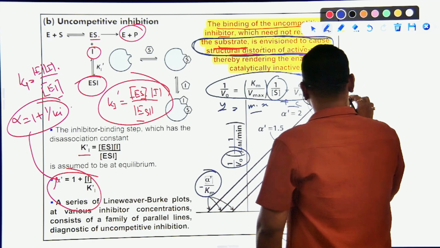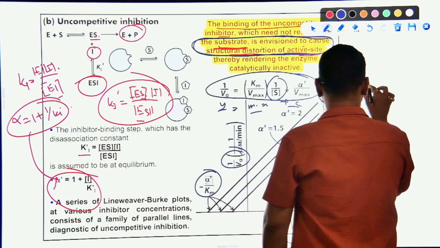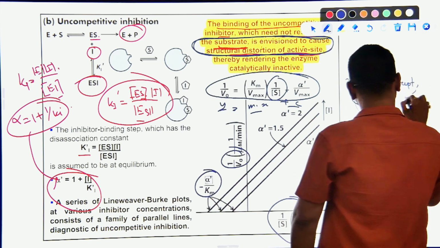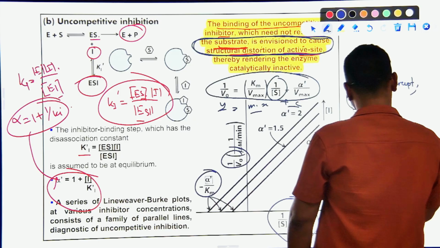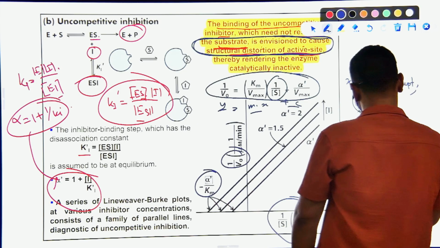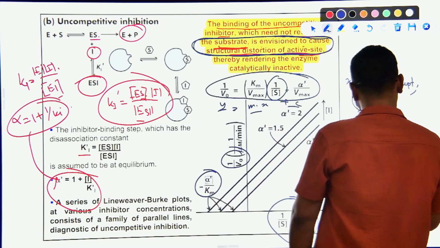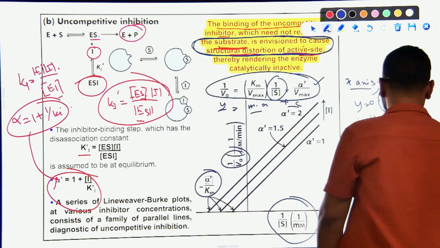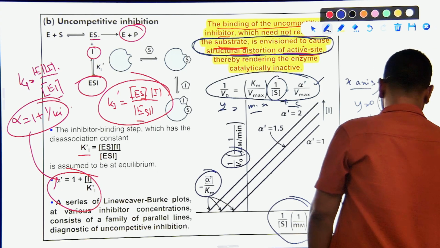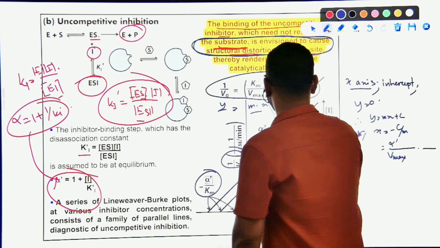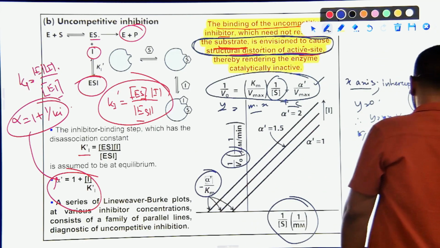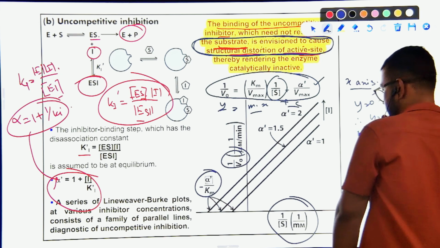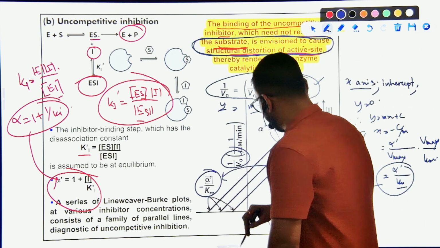Let's see. For the x-axis intercept, y equals 0. Therefore, y is equal to mx plus c, and if y is equal to 0, then x equals minus c by m. Over here, what is c? Alpha dash by Vmax is our c. And what is our m? Our m is Km by Vmax, which gives us Vmax by Km. Therefore, alpha dash by Km. So alpha dash by Km is our x-axis intercept.